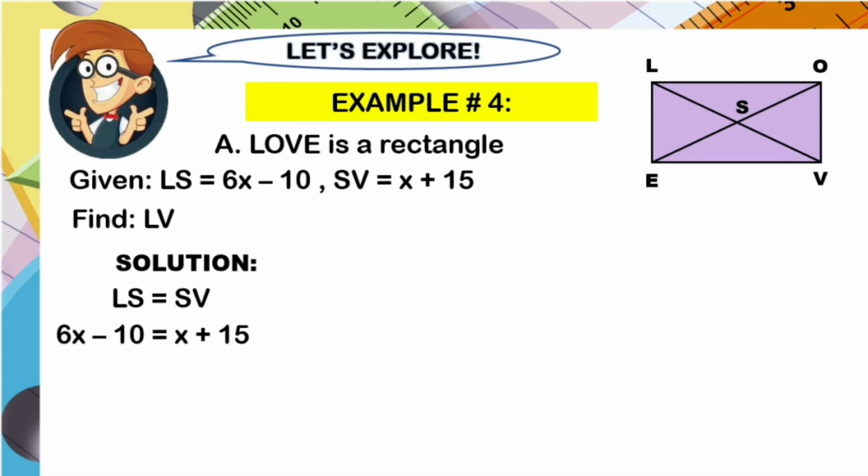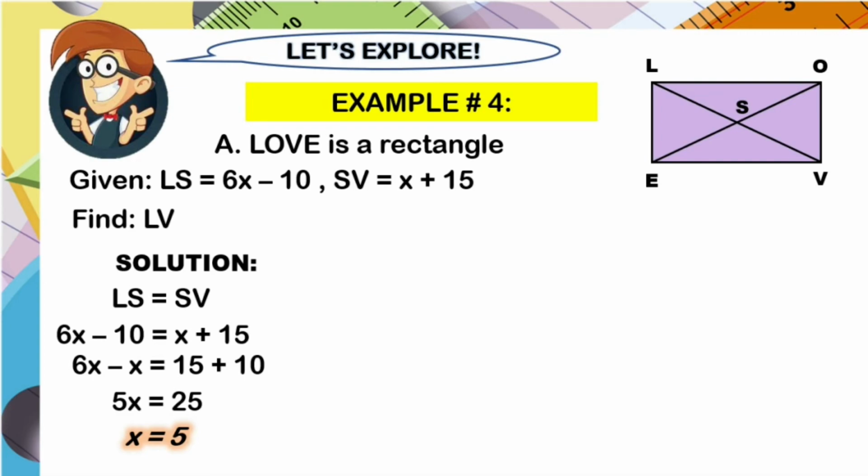Using addition property of equality, we add negative x and 10 to both sides of the equation. Thus, we have 6x minus x is equals to 15 plus 10. Simplifying the equation, we have 5x is equals to 25. Dividing both sides of the equation by 5, which is the numerical coefficient of x, we have x is equals to 5. Now, we have already acquired the value of x, which is 5.